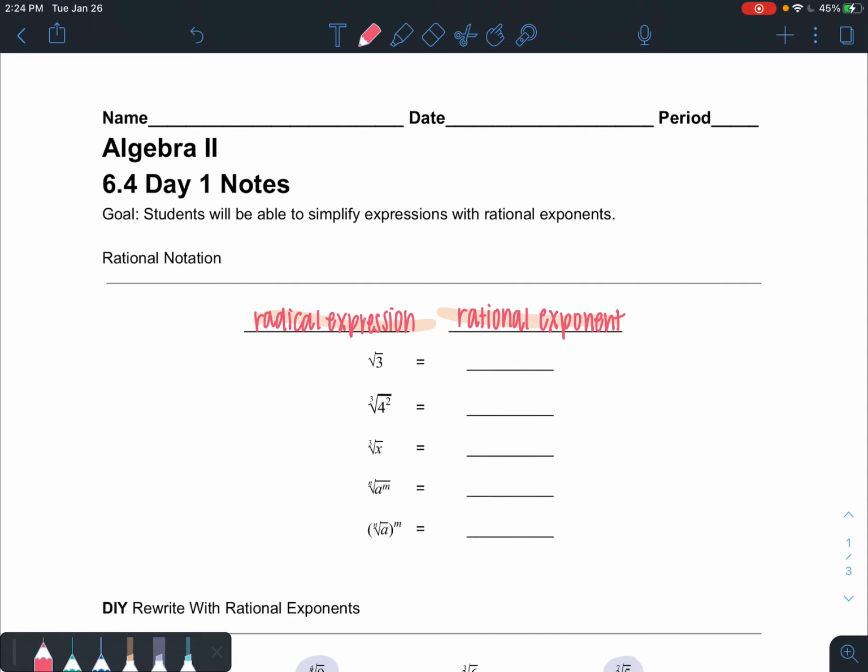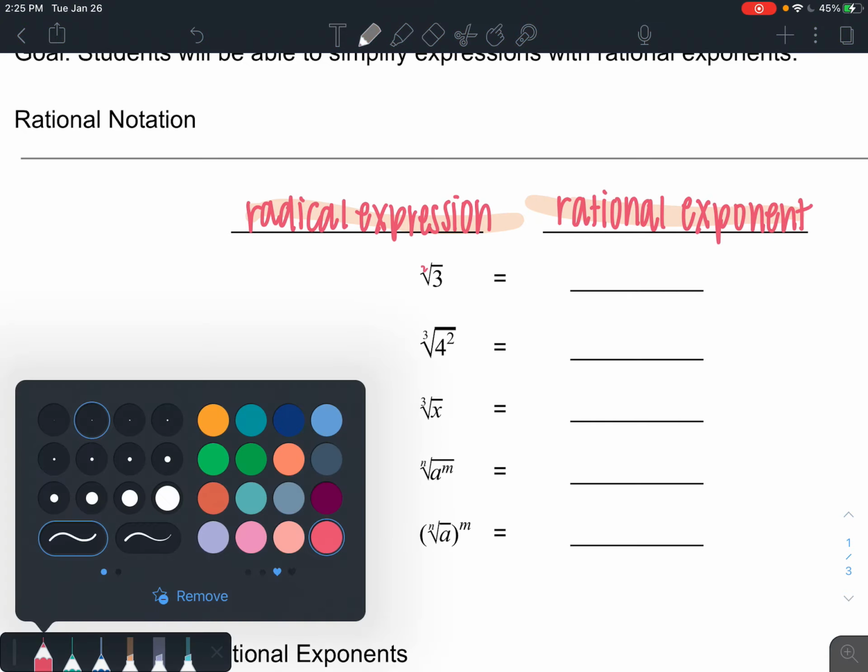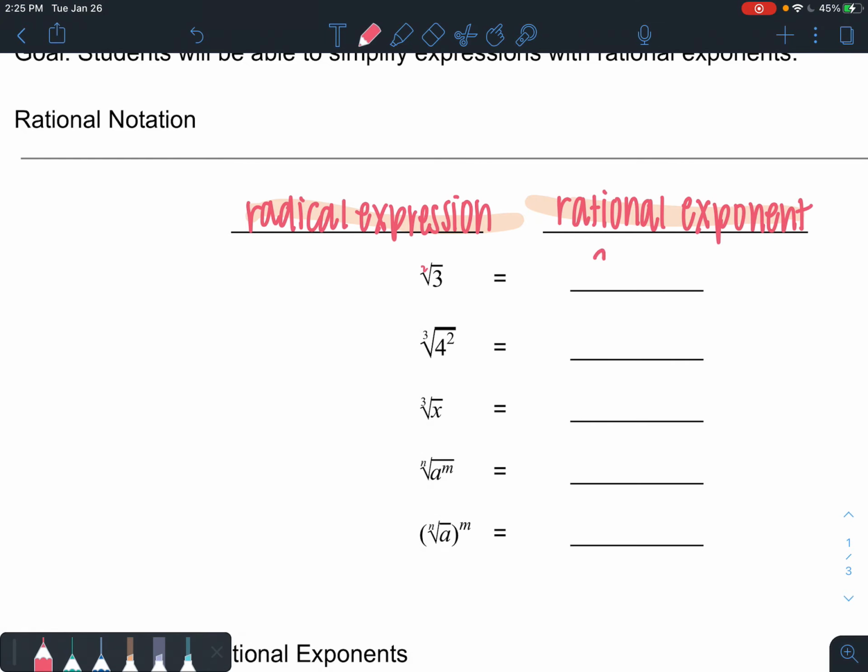Here we go. So, if I have something like this, I can write it as a fraction. This has an index of 2. I'm going to thicken my pen a little bit. I can rewrite this as 3 to the 1/2. We'll get to that in a second actually.